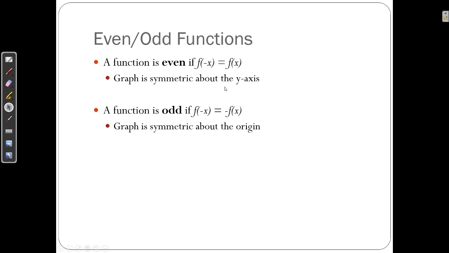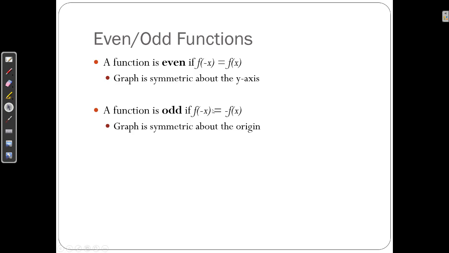A graph is symmetric about the y-axis if you can replace x with negative x and there's no change to the formula. Same idea here. It's just called by a different name because we have functions now. A function is odd if f of negative x equals negative f of x. It means the graph is symmetric about the origin.